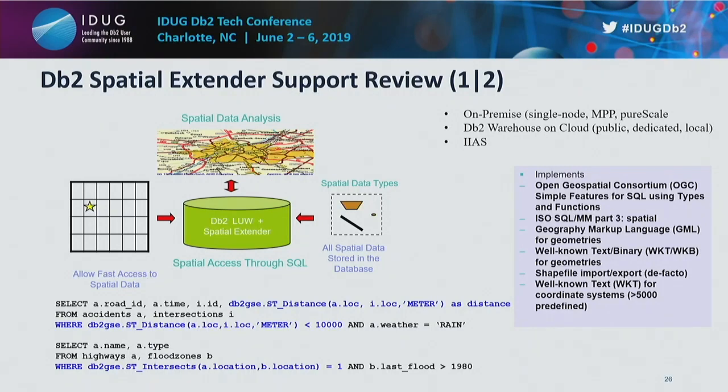And along with that comes some specialized functions to allow you to compute the distance between different shapes, or whether or not different spatial entities intersect. There's a whole rich set of functionality that comes with this support, and it works in all the form factors that DB2 currently supports. So single node, MPP, pureScale, and then because it's the common SQL engine, you'll find the capability in Warehouse on Cloud, and also in the IBM Information Analytics Server as well.